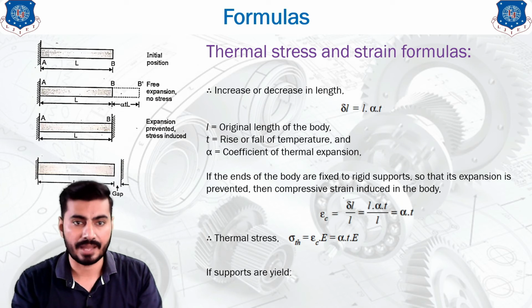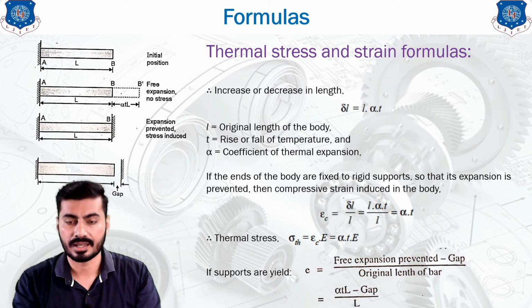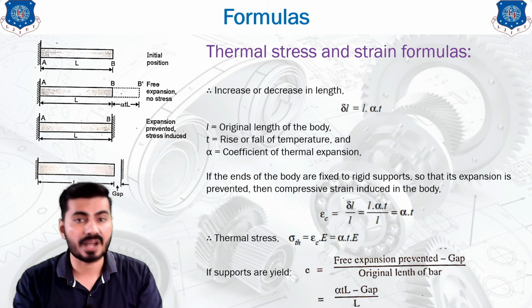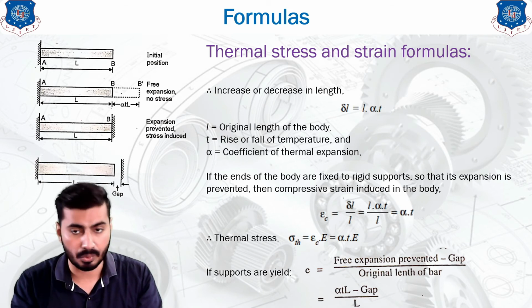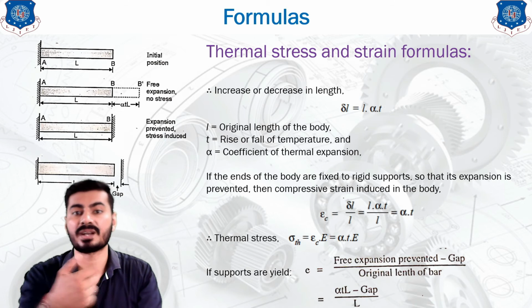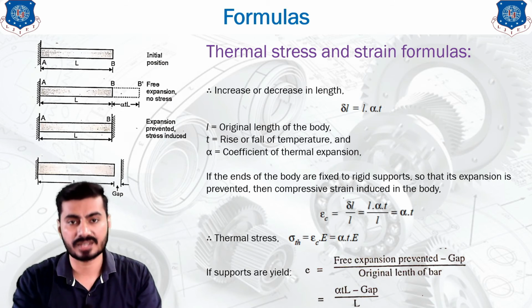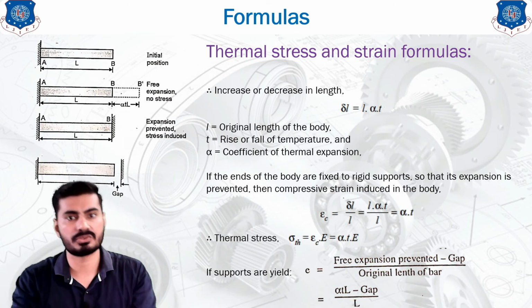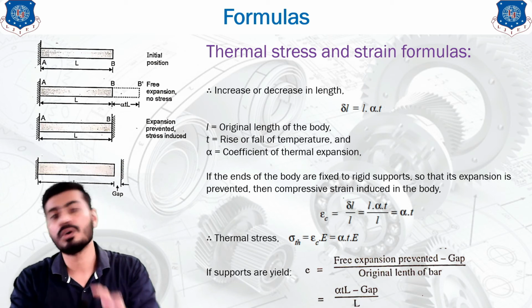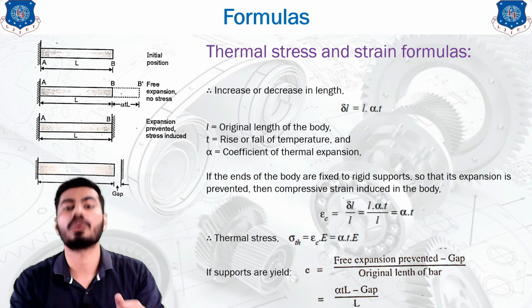Okay, and that's why we will subtract the gap value from the deformation, and as you can see, the free expansion is prevented by the fixed support, which will be subtracted within the gap. As you can see, the thermal strain can also be represented by the E value instead of the epsilon. Both are similar notation for the thermal strain, and E is equal to free expansion prevented minus gap, divided by original length of the bar.